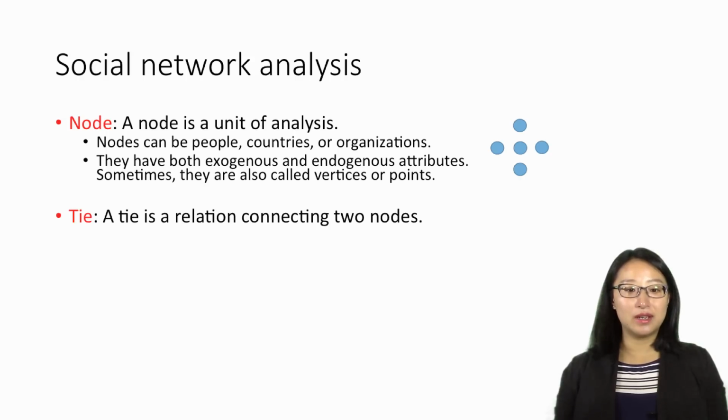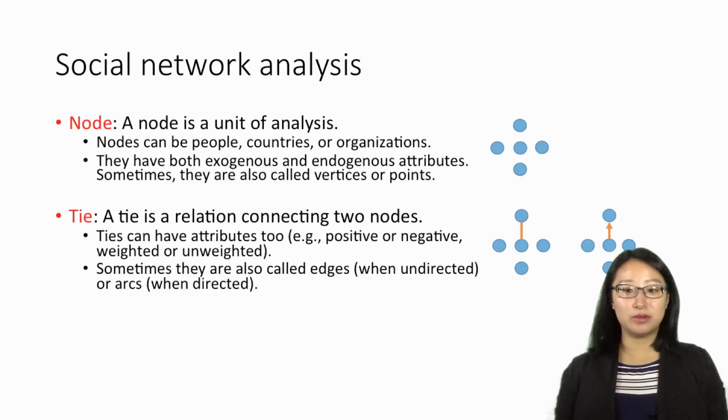Other than nodes, there are ties. A tie is a relation connecting two nodes. Ties can have attributes too. For example, positive or negative, weighted or unweighted. For instance, you can say a tie between two friends is positive and a tie between two enemies is negative.